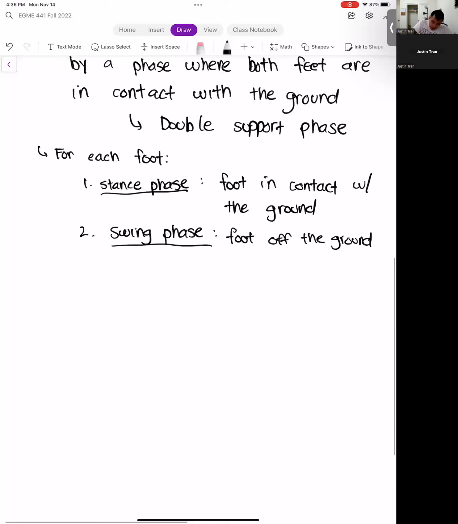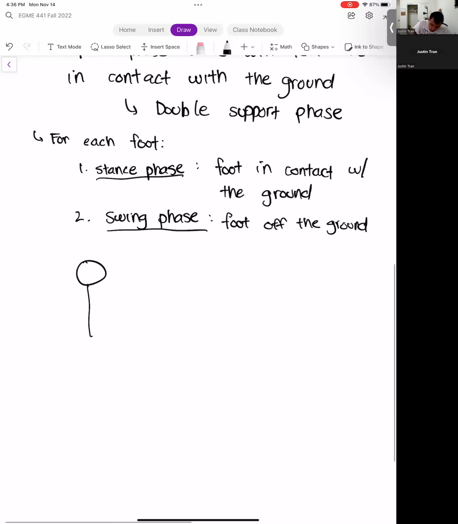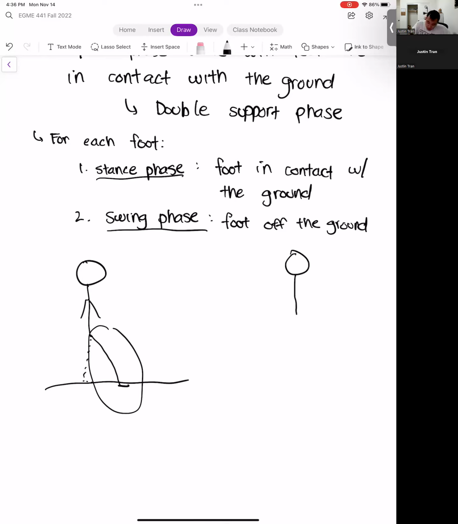Okay. So as an example, let's say that we have a person walking here. So let's just say that they just put their foot down. Okay. And so if we focus on the foot here that's not dotted, this would be part of the stance phase because the foot is on the ground. But eventually, this person is going to put their foot up. Okay. And so under that circumstance, when the leg is bent and the foot is off the ground, we call that the swing phase.